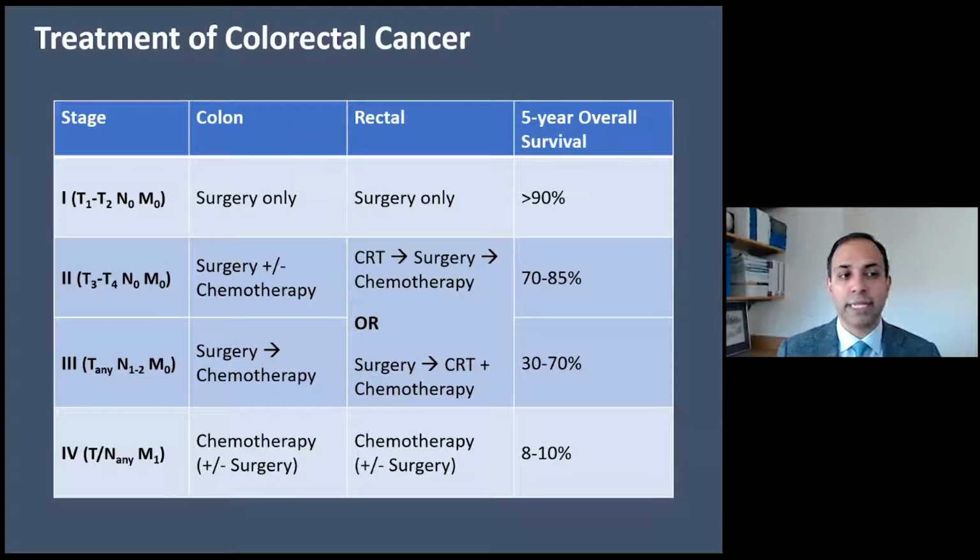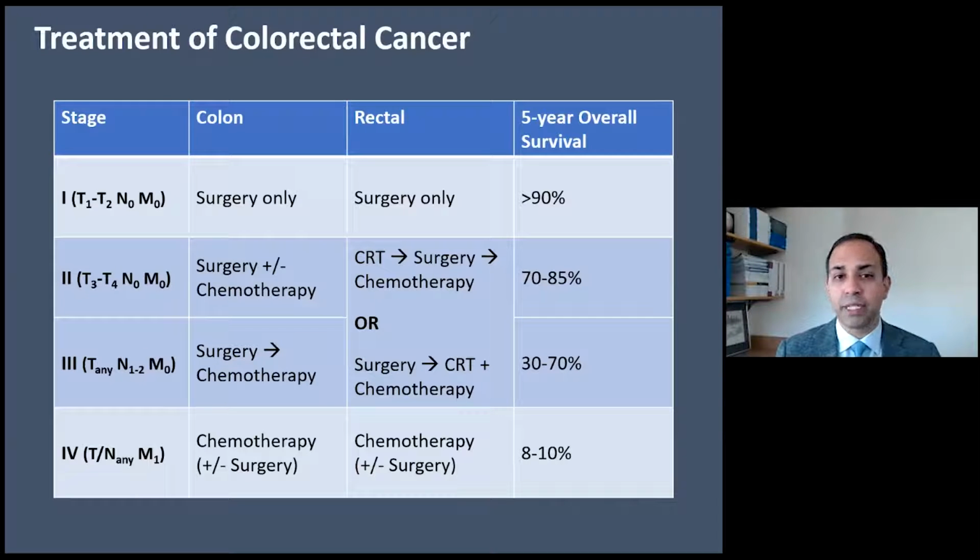When we look at these T and M stages, stage 1 disease involves patients whose tumor has somewhat more shallow invasion, T1 or T2 tumors with no nodal or metastatic involvement. Stage 2 tumors are those with somewhat deeper invasion, T3 or T4, again, no lymph node involvement. Stage 3 disease is any lymph node involvement, regardless of T stage, no metastatic disease. And patients with stage 4 disease are those patients who have any distant metastases found.